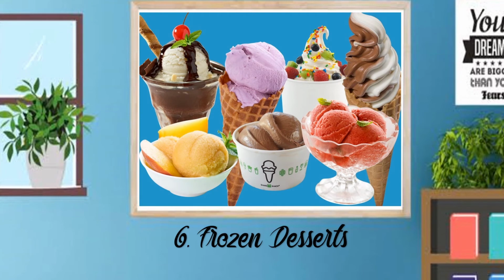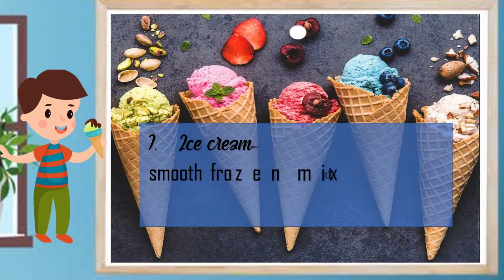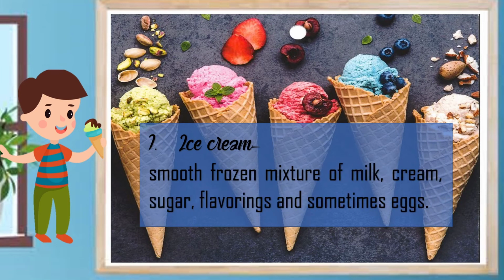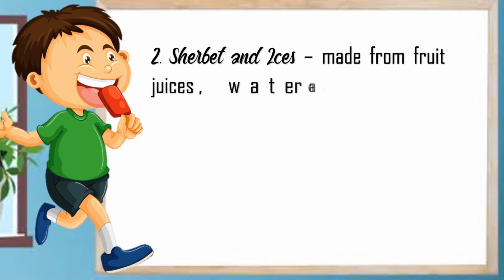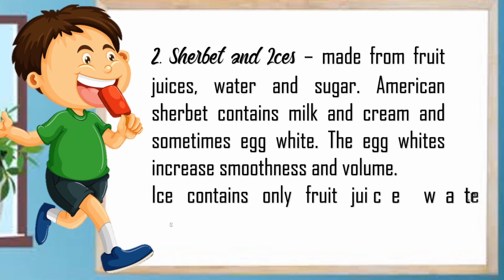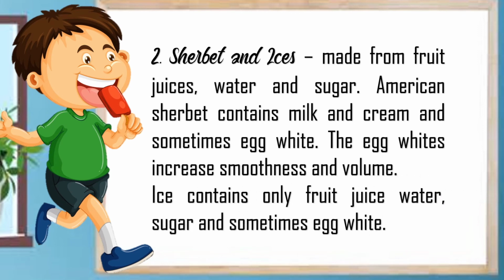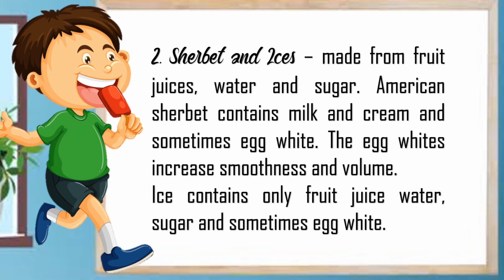Next, we have frozen desserts. First, we have ice cream. It is a smooth, frozen mixture of milk, cream, sugar, flavorings, and sometimes eggs. Sherbet and ices. Made from fruit juices, water, and sugar. American sherbet contains milk and cream and sometimes egg white. The egg whites increase smoothness and volume. Ice contains only fruit juice, water, sugar, and sometimes egg white.